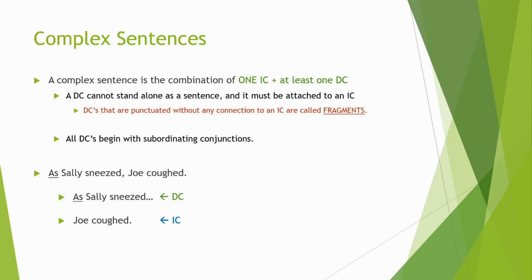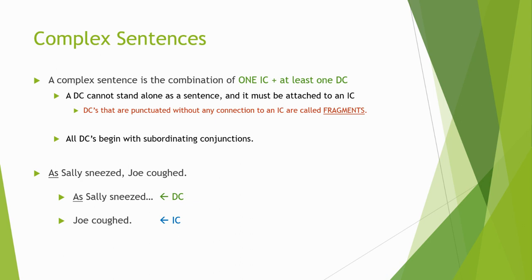Now, all dependent clauses begin with subordinating conjunctions. Words like because, since, unless, when, while, as, before, after. Okay? Basically, any word that you can stick at the beginning of a clause that makes it so that it can no longer stand alone as a sentence, that's a subordinating conjunction. Okay? Rather than just memorizing the huge list, that's what it boils down to.